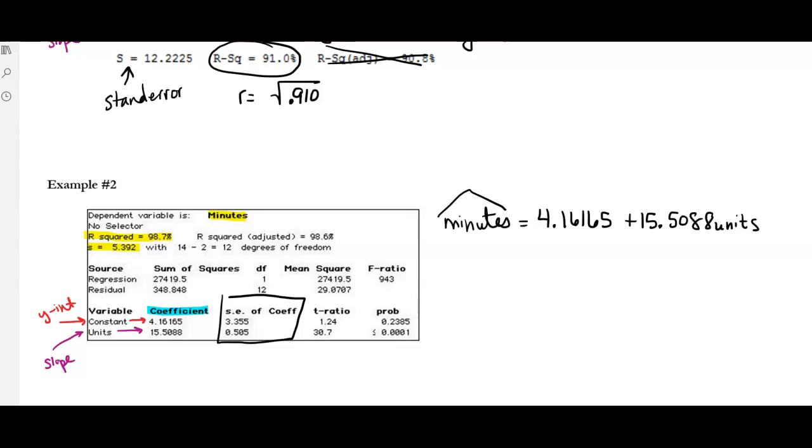But the main thing you look for is coefficients, and then you need to know which one's the y-intercept and which one is the slope. Y-intercept will always say either intercept or constant. Slope is going to have the variable that you use.